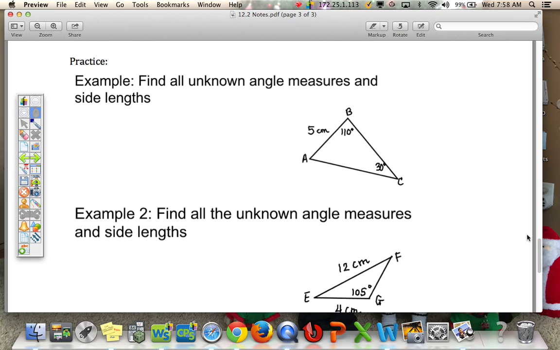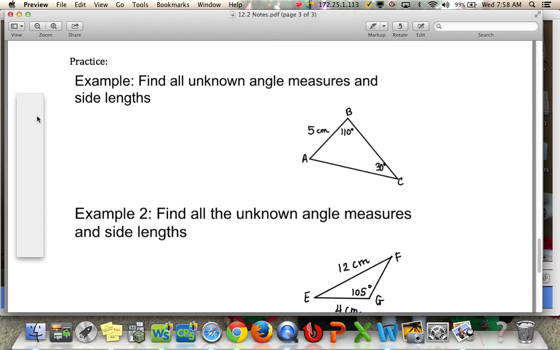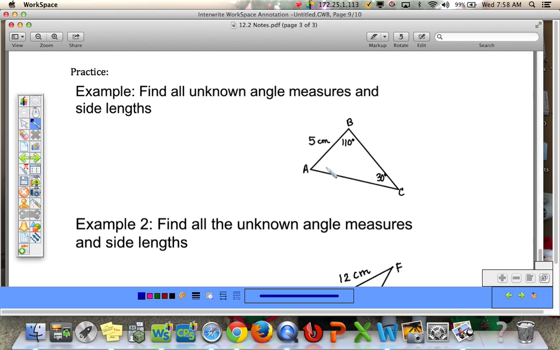Let's try this one. Find all unknown angle measures and side lengths. Again, you would take a look, is this a 90-degree angle? And if we take 180 minus 110 minus 30, that leaves us just 40 degrees. So no, we can't use right triangle trig. Let's find all unknown angle measures and side lengths. So you can choose what you want to solve for first. Let's start with our complete ratio here. So this is the ratio that we have both the side and the angle. So we have to start there.